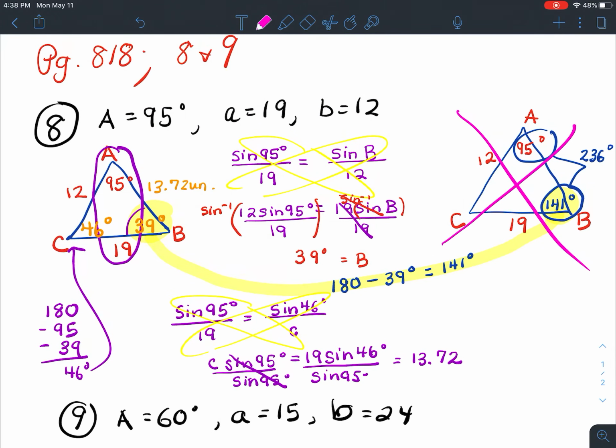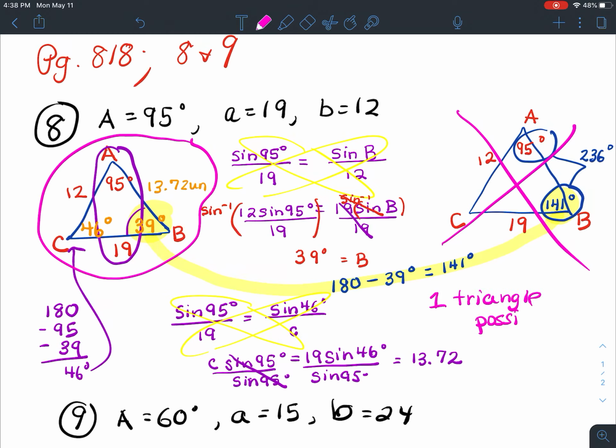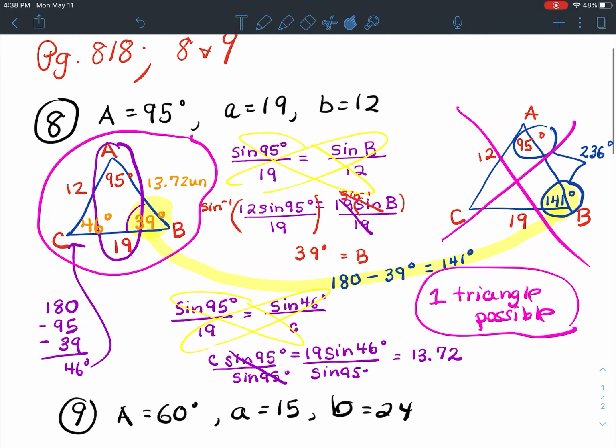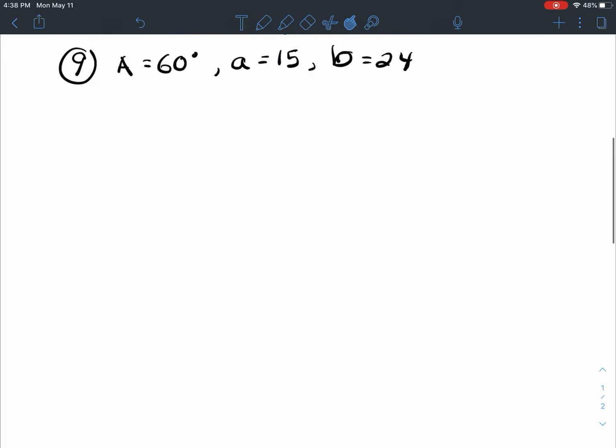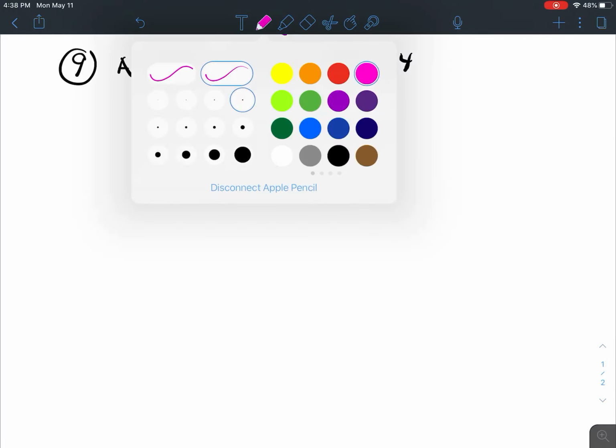side C. So here I have all those pieces labeled on the picture, and I'm also just going to make a note that there is one triangle possible, because it did ask in the directions how many triangles are possible. Okay, so we're going to try one more. Number 9 was the other one that many of you were requesting to see here.